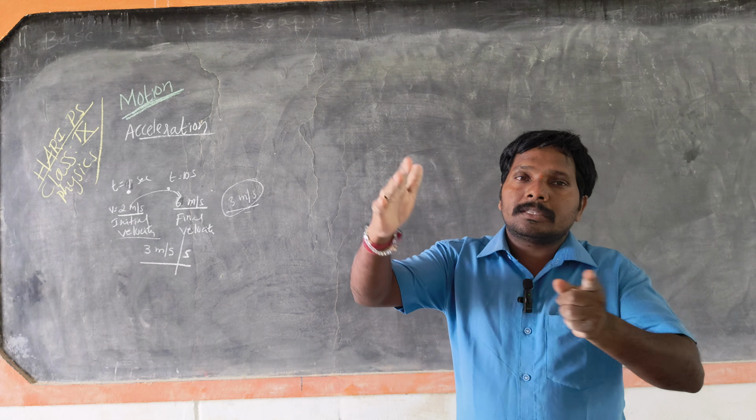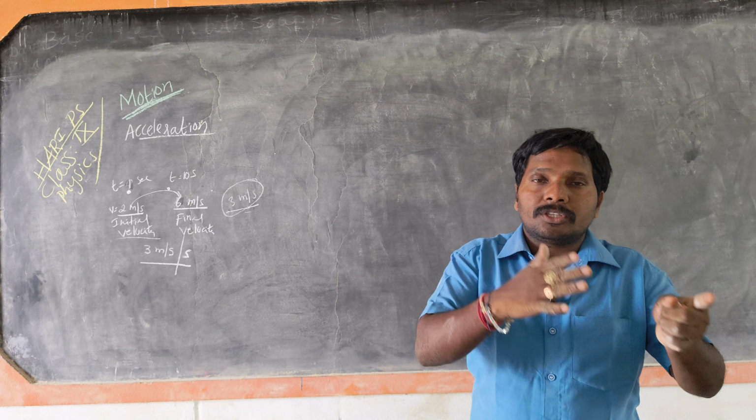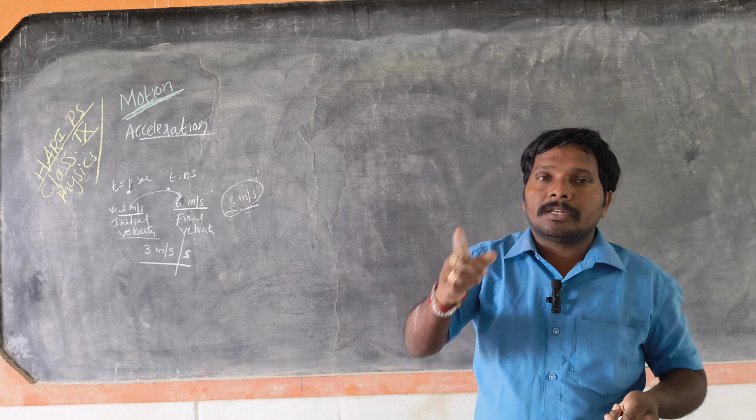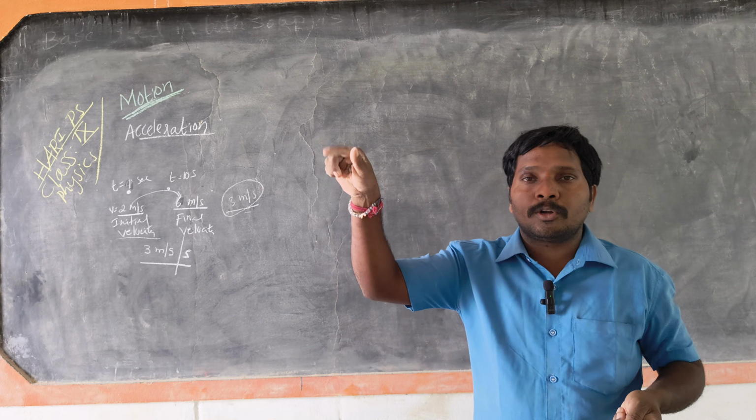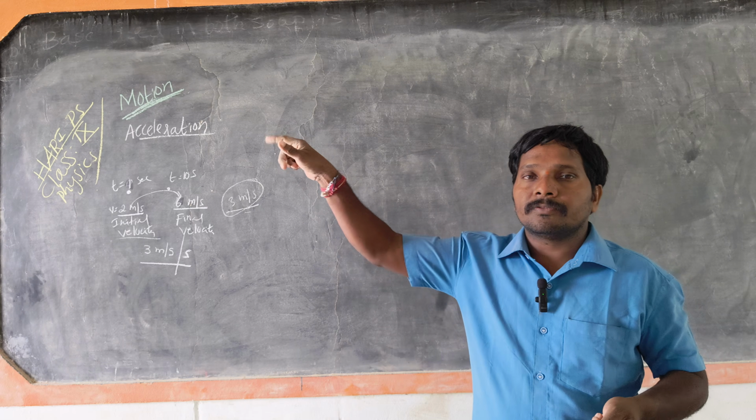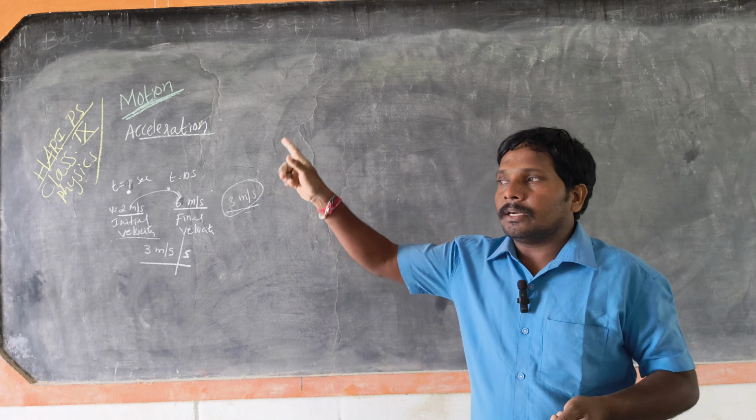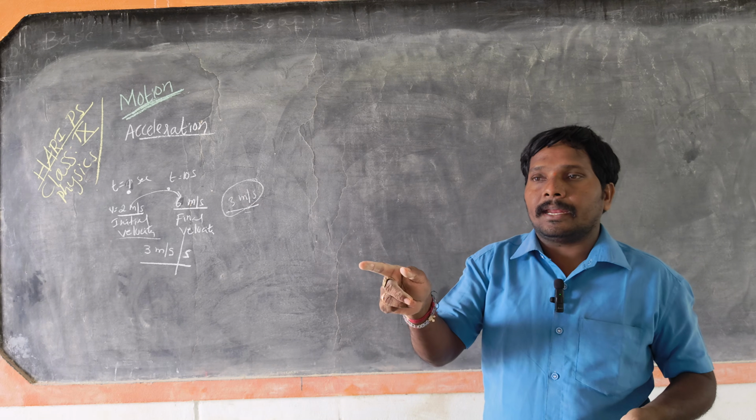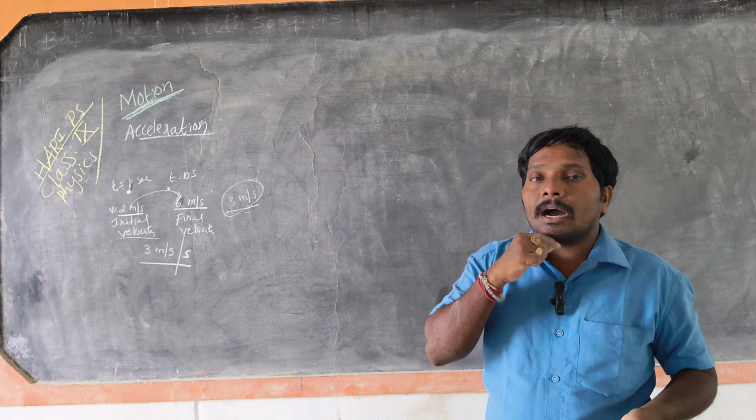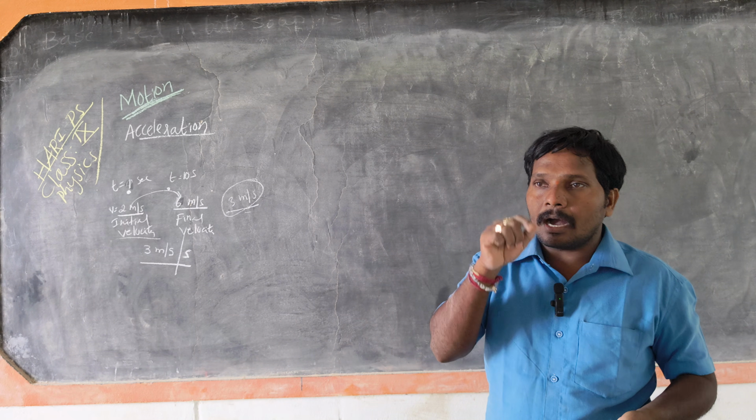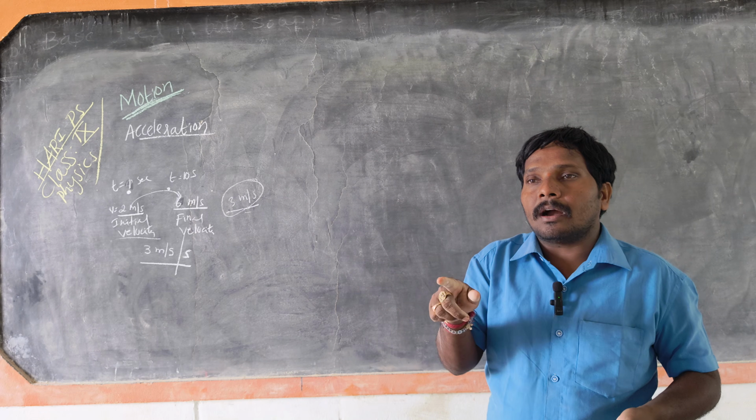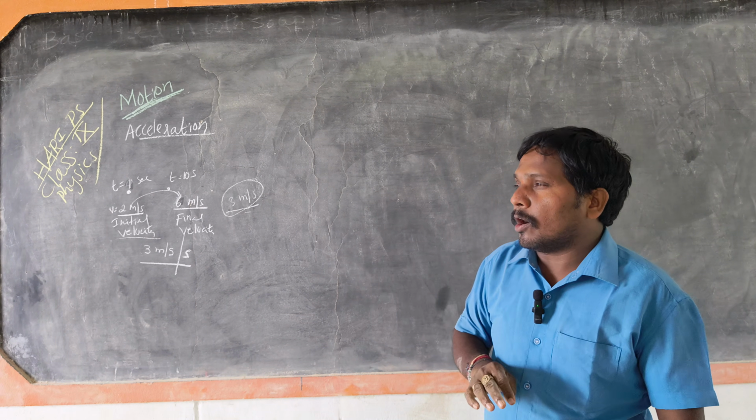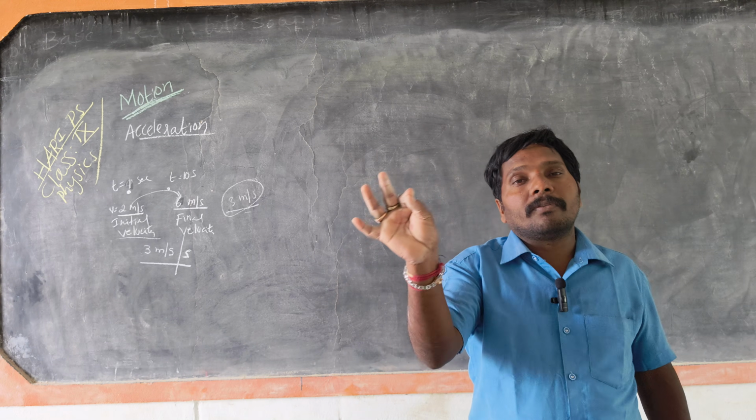So when the time changes, there is a change in the velocity of the car. First it is 0, then 2 meter per second, then 4 meter per second, then 6 meter per second. That means for every second the velocity or the speed of the car increases. Increases how much? 2 meter per second.